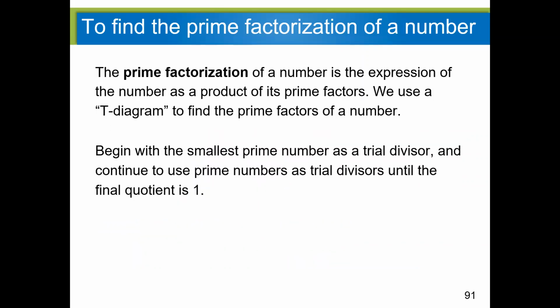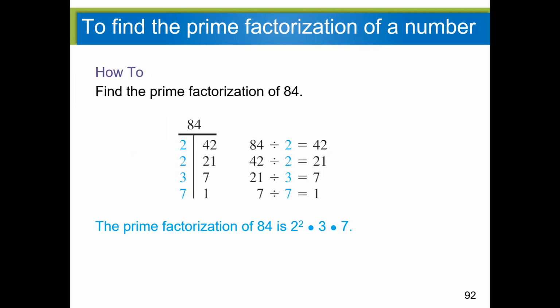Prime factorization. This stuff is fun. T-graphs. So prime factorization of a number is expressed as the number being a product of its prime factors. What is a prime factor? Well, again, a prime factor is a number that's only divisible by itself and 1. So if you have a number like, say, 84, what factors of 84 are prime? Well, 2, 2, 3, and 7 are all prime factors of 84. Therefore, you can use those numbers to derive 84 in the most simple fashion.